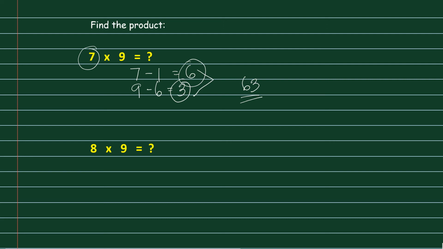Now, let's go to 8 times 9. The number we are multiplying to 9 is 8. So 8, bawasan natin ng 1. Okay, so 8 minus 1 is 7. Then, let's get our second number. 9 minus the first number, 7, we have 2. So this is the second number. So combine, we have 7 and we have 2. Then our 8 times 9 is 72.